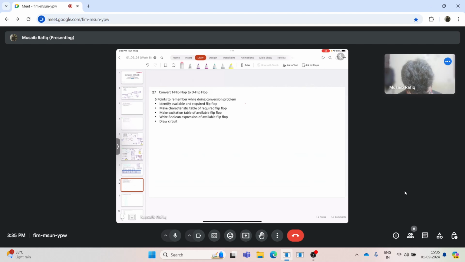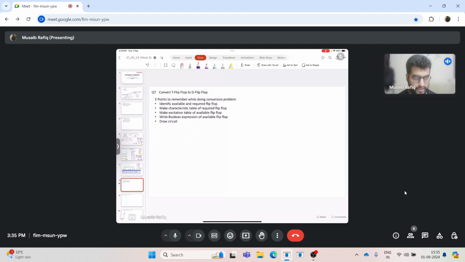So what does the problem say? It states that convert a T flip-flop to a D flip-flop, right? So what does that mean? We are given one flip-flop, and we need to construct another type of flip-flop out of that. So generally, there are 5 points to remember while solving the conversion problem, right?